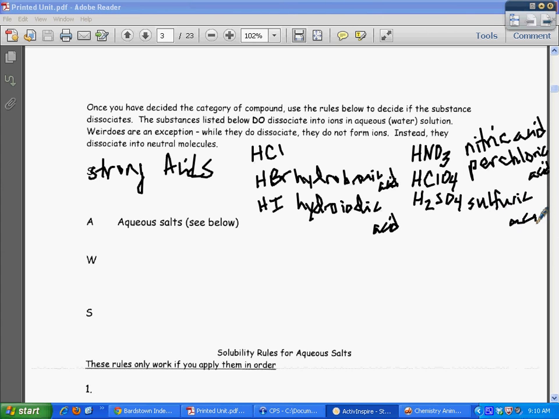So once you've classified a material as an acid, and then you ask yourself the question, well, should I represent this as ions or not? If it's one of these 6 acids, it gets represented as ions. Otherwise, it does not. Aqueous salts we're going to talk about in a little bit. For aqueous salts, you have to use the bottom part of this page. Okay, so that's why I told you you'd have so many salts to practice with, because there's a whole half a page of rules about looking at salts.